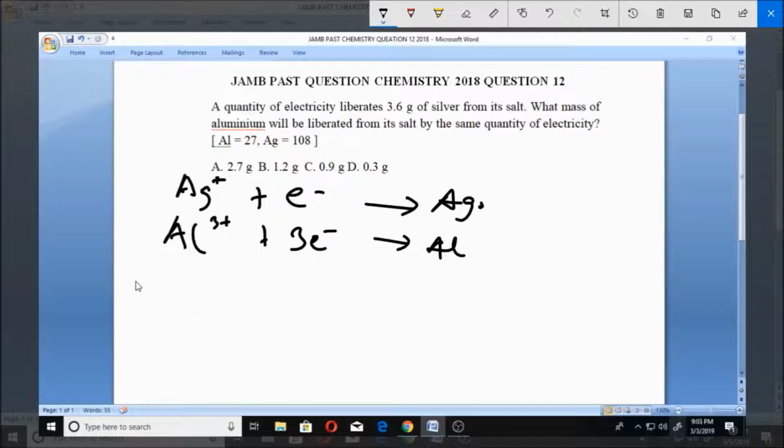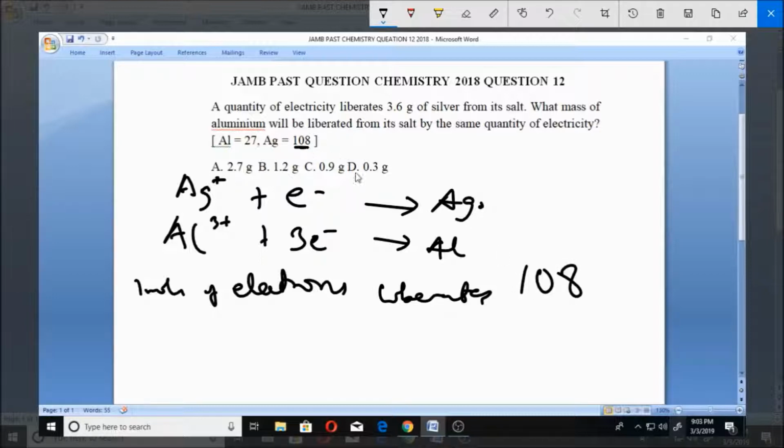So for the first one, where we have silver, we have 1 mole of electrons. 1 mole of electrons liberates how many? It actually liberates 108 of silver. This is where we got the 108. So if 1 mole liberates 108, now how many moles, x moles, will liberate 3.6? So the quantity of this electricity we are talking about is actually x mole. So you have 1 mole liberating 108, x mole will liberate 3.6. So make x the subject of the formula.